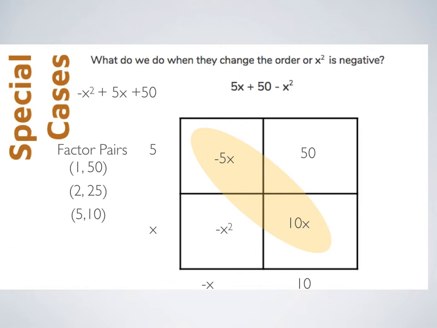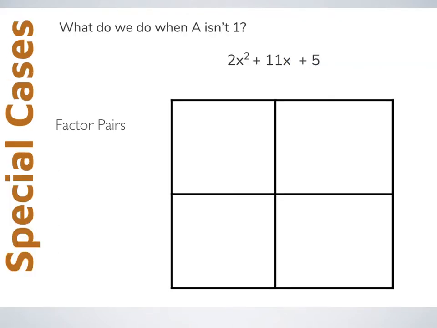So now I can look: I have negative x squared, 10x minus 5x will give me plus 5x, which is what I have in my expression. And at the end, I have positive 50. So my fully factored expression would be x plus 5 times negative x plus 10. Don't think I wrote that one out.